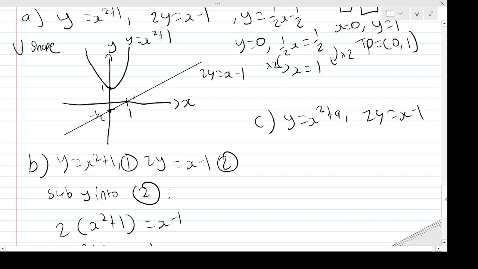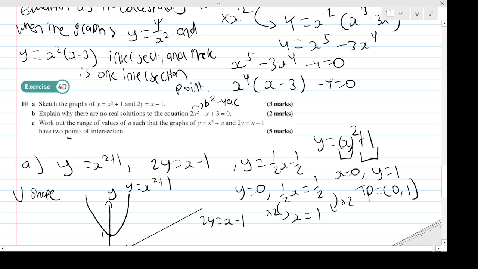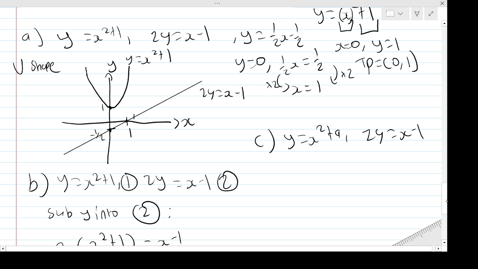It's talking about points of intersection, right? So if we're considering points of intersection, again, we need to equate the two graphs together to get those points of intersection. So if y is this, then I can substitute it into the other equation. So that means two lots of y, which would be x squared plus a, is going to be x minus 1, and that's an a to be clear.